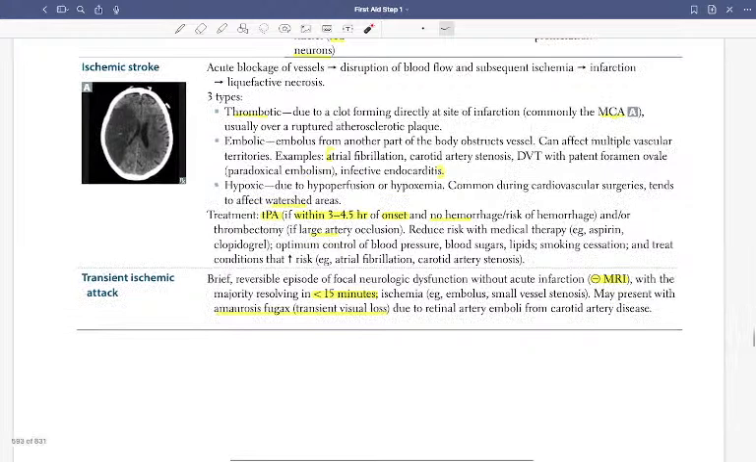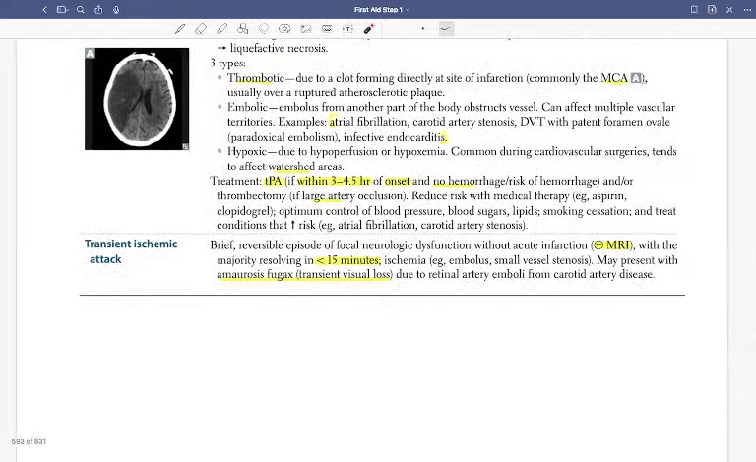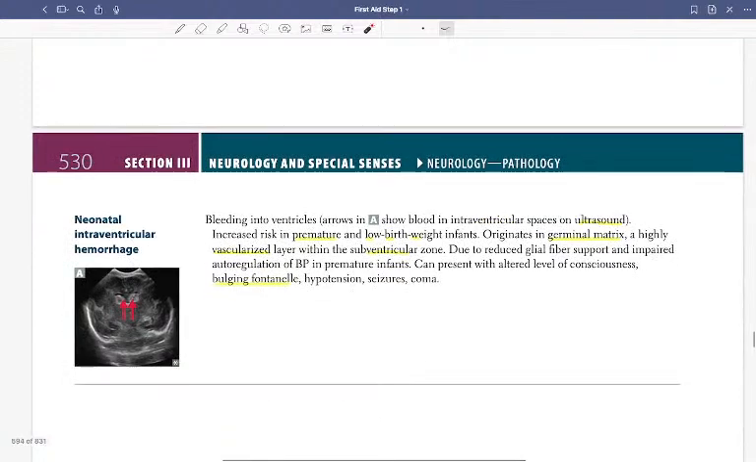Next is TIA, transient ischemic attack. So obviously a brief reversible episode of focal neuro deficit, all this is fine, okay, without acute infarction. So nothing is present in the MRI, okay, and the majority resolves within 15 minutes. Causes: ischemia, embolus, may present with amaurosis fugax, this is transient vision loss, okay, due to retinal artery emboli. You have this ischemia and the emboli goes. So arrhythmia, that can be a buzzword clue, okay.